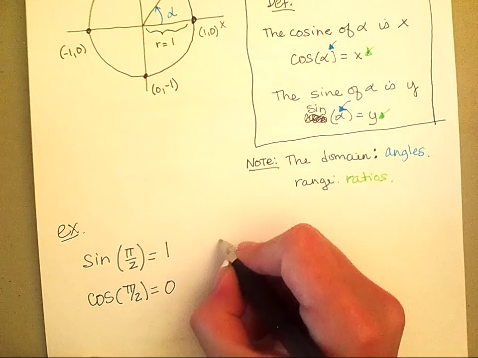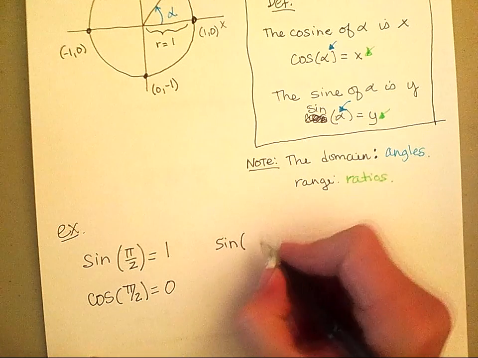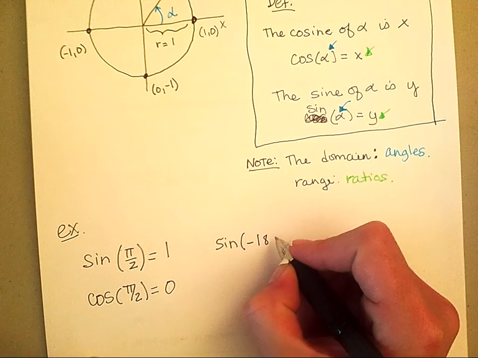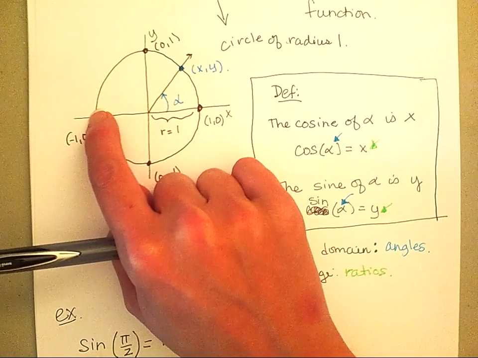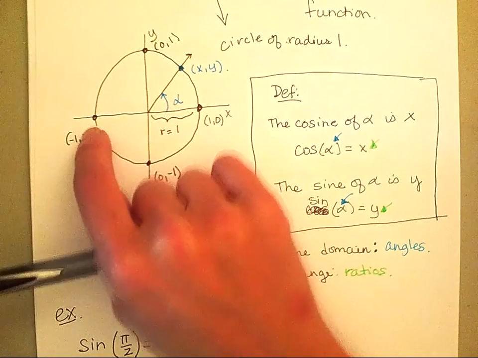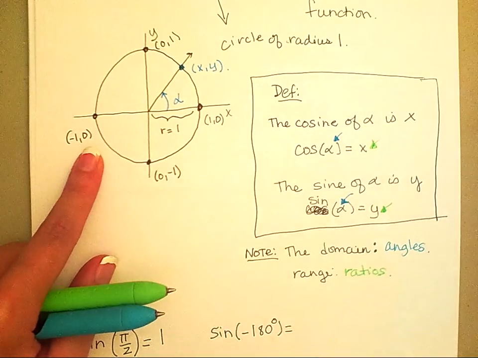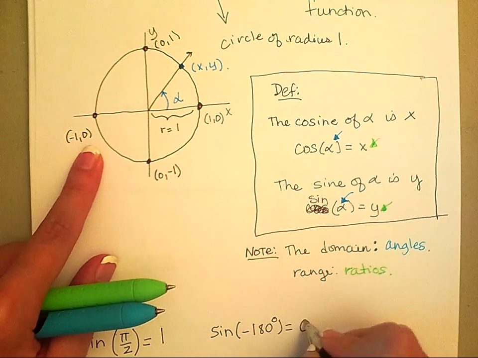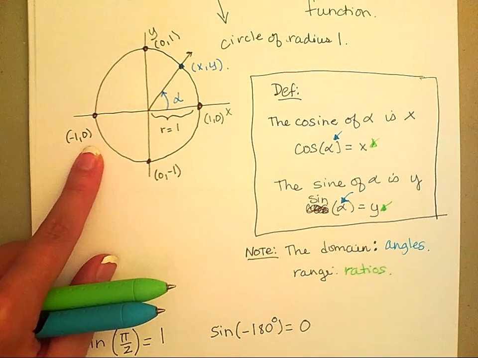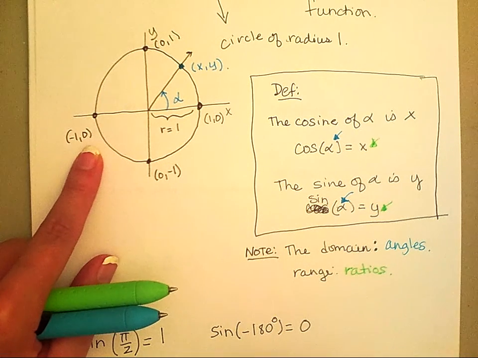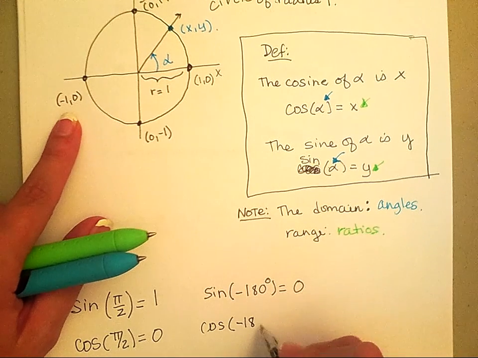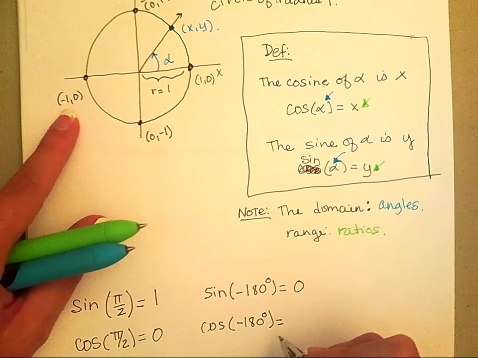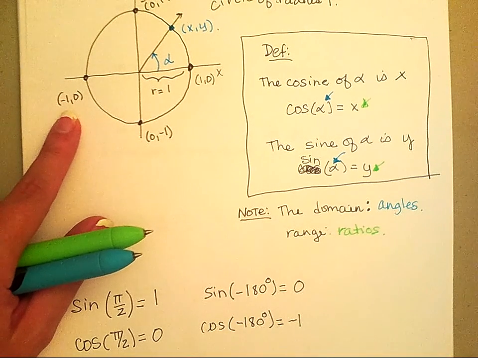We could look at the sine of negative 180 degrees. We can still do that. Here is the positive 180 degrees. We'll need the negative. We come here, and we find the sine of this value. So the sine is the y value, so that's equal to 0. And if we looked at the cosine, that has to be the x value, so that's equal to negative 1.